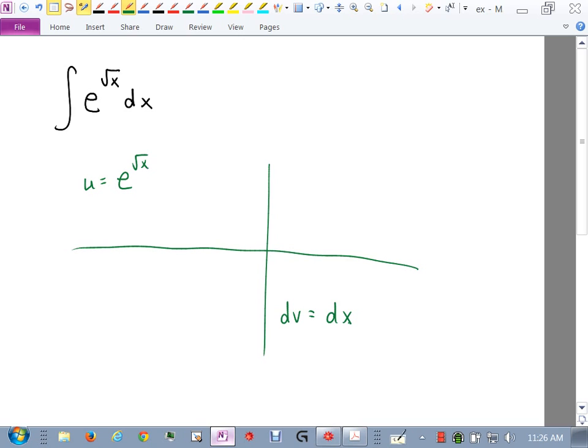What's the derivative of e to the root x? Itself, right, times the derivative of what's up there. What's the derivative of square root of x? 1 over 2 root x times dx. Agreed? What's the antiderivative of dx? x. So this is x.